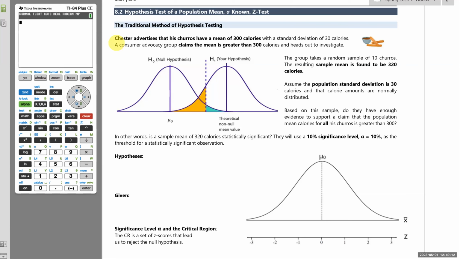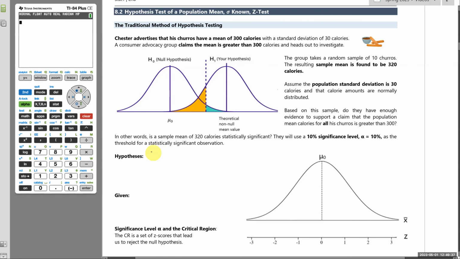into the example. So Chester advertises that his churros have a mean of 300 calories with a standard deviation of 30 calories. A consumer advocacy group claims that the mean is greater than 300 calories, and so they are going to head out to investigate. So let me go ahead and start with writing our hypotheses.